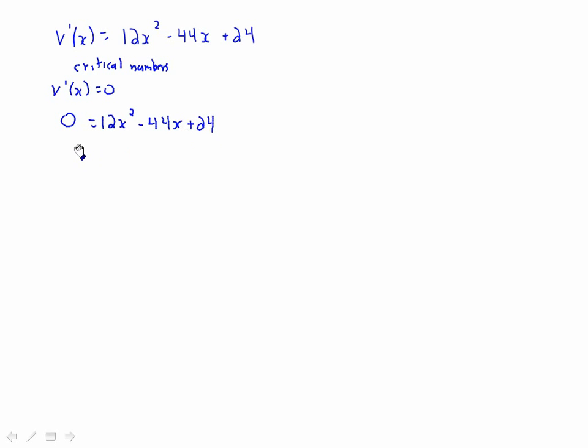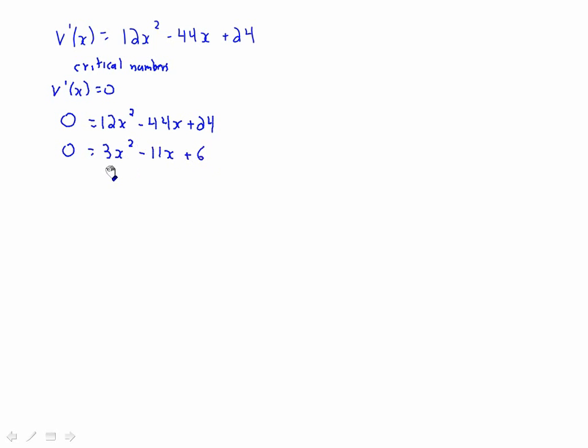We might as well clean this up by dividing by a common factor. Unfortunately, there's not that much we can take out of this one. We can't take out a factor of 12, but we should be able to divide by a factor of, it looks like, 4. So if we do that, 0 is equal to 3x squared, to make the factoring a little bit easier, minus 11x, divided by 4 is plus 6.